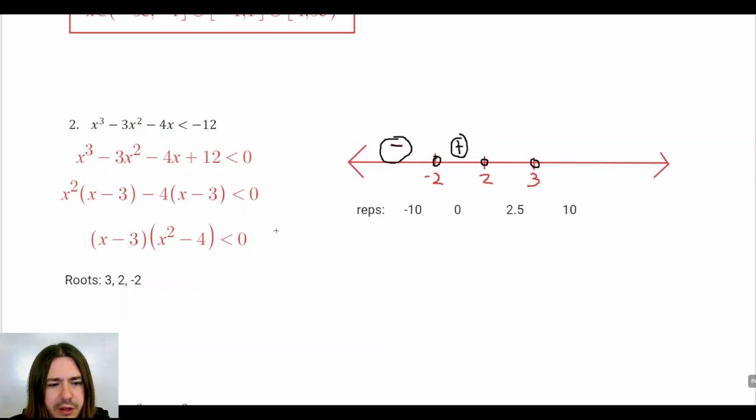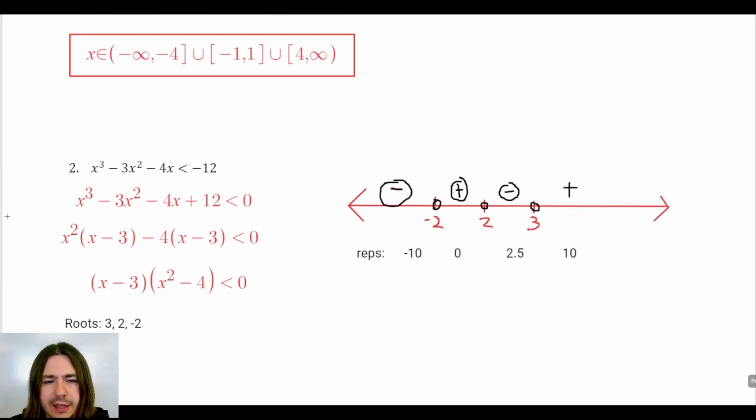If I plug in 2.5, I get a negative times a positive, which is negative. And if I plug in 10, I get a positive times a positive, which is positive. So if the question is, when is this less than 0, I'm going to list out all of these negative intervals. So my solution will look kind of like this.